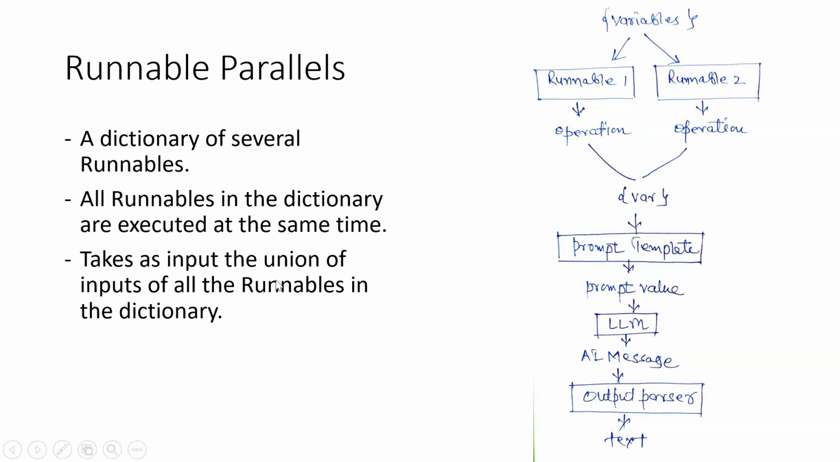And a dictionary is nothing but what? It's a key and value pair. I will show you in the code in some time. Okay? So those two runnables can be executed in parallel and they will produce some output. It will create a dictionary and it will go to the prompt template. The prompt value will be created and then the LLM and output parser. So what are runnable parallels? A dictionary of several runnables. All runnables in the dictionary are executed at the same time. It takes as an input the union of the input of all the runnables in the dictionary.